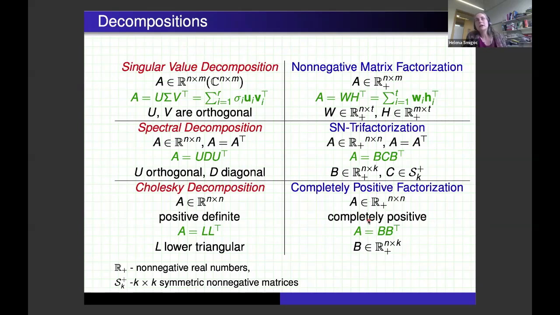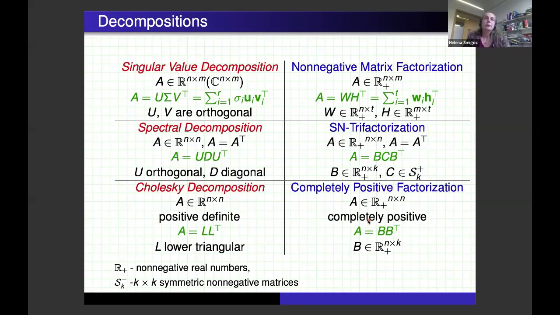In parallel to this, we have the non-negative matrix factorization, where we now want to write a matrix A as a product of two non-negative matrices, W times H transpose. And typically what we want to do is minimize the number of columns in those matrices. And again, we have a low rank interpretation of this matrix in this case, but in a different way.